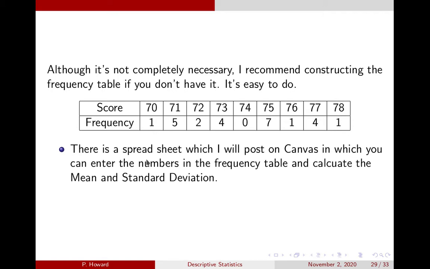And now there is a spreadsheet which I'm going to post on Canvas, in which you can enter the numbers in the frequency table, and the mean and standard deviation will be calculated automatically. We'll see how that works in just a second. So the scores can be entered and their frequencies, and once the last score and frequency has been entered, the mean and standard deviation are calculated.